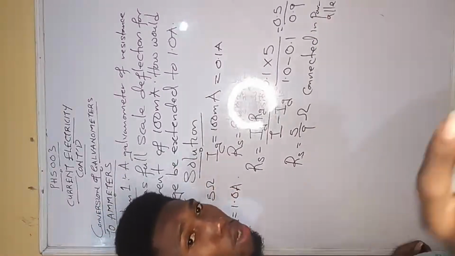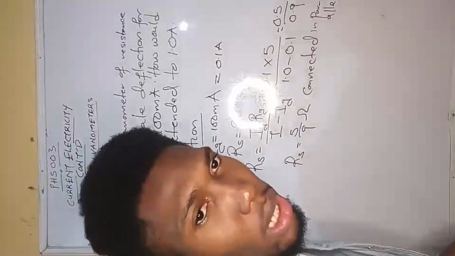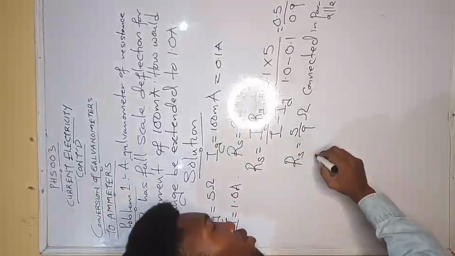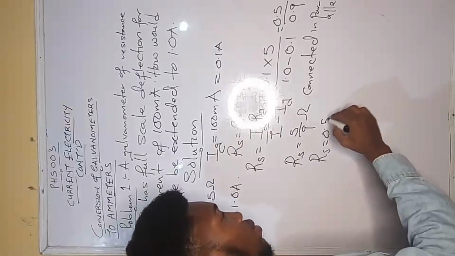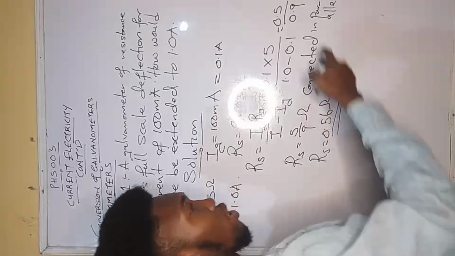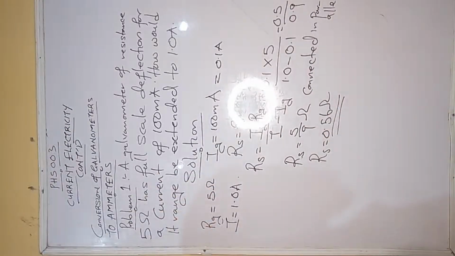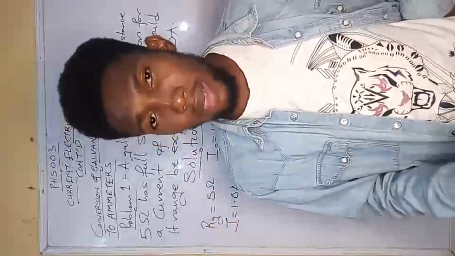And this value, from what Subami gave us, is 0.56 ohms, connected in parallel. It's very, very simple. Just understand the concept and you get it.